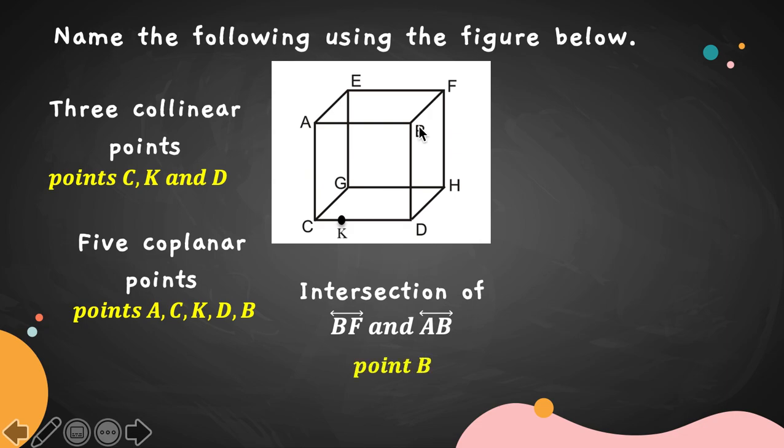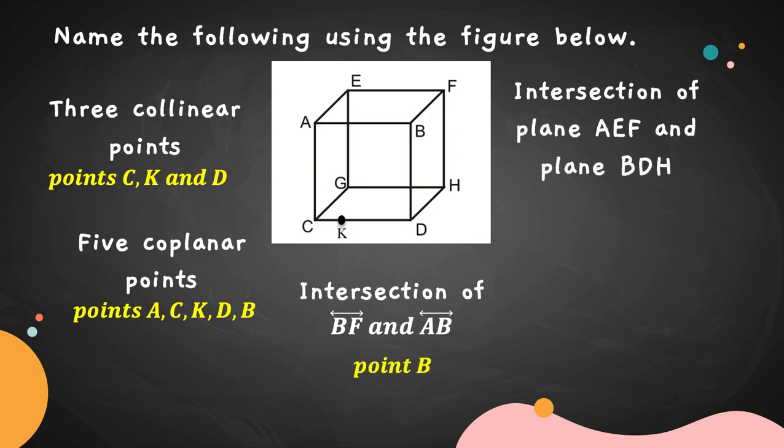Okay, next, the intersection of plane AEF and plane BDH. Here, grade 8, always remember that the intersection of planes is a line. Looking at plane AEF, it is on the top face, and plane BDH is on the right face. As you can see, they intersect in a line, which is line BF.